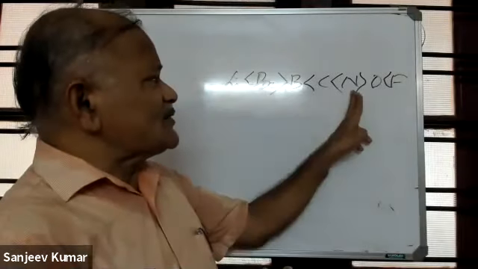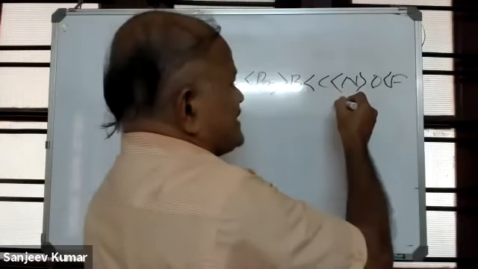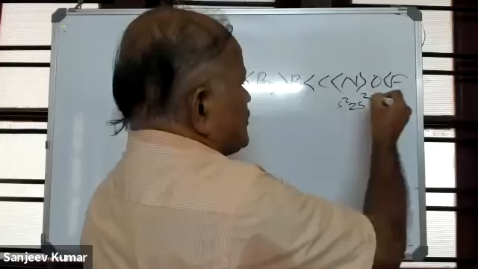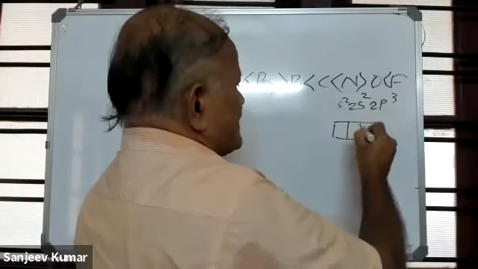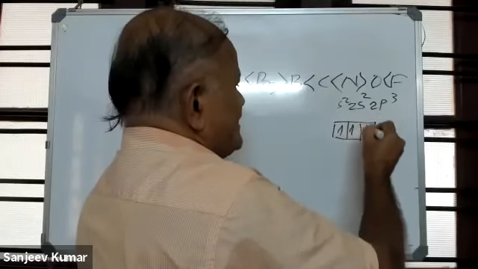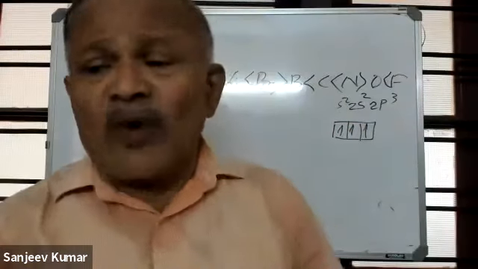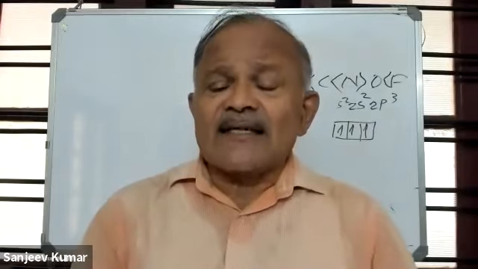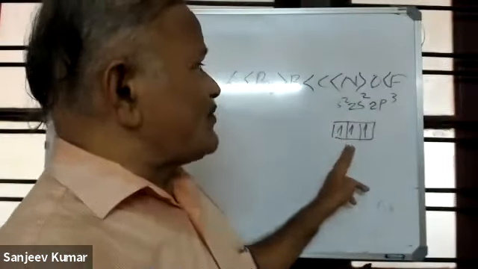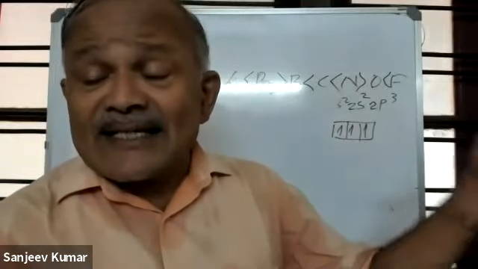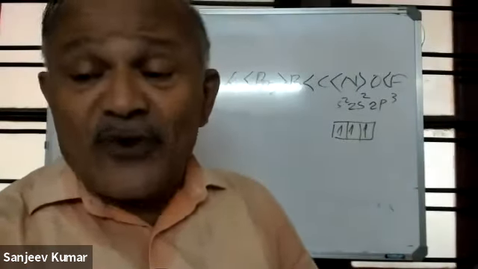Similarly, in the case of nitrogen, the electronic configuration is 1s2, 2s2, 2p3. 2p3 means it has half-filled p orbitals, px1, py1, pz1. It has extra stability. And therefore, the energy required to remove an electron from nitrogen is greater than that of oxygen. It is 2p4.